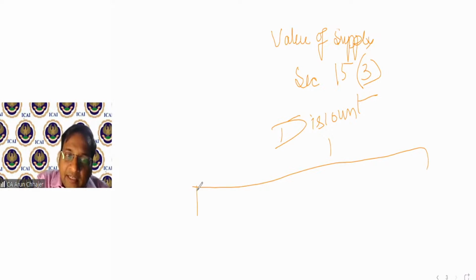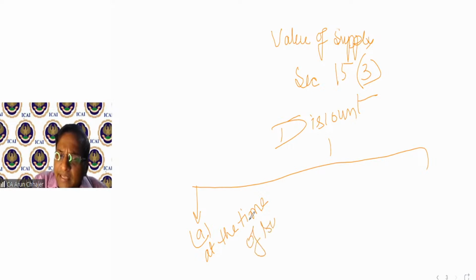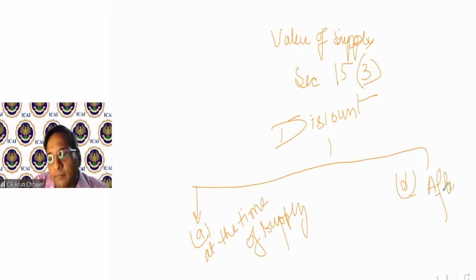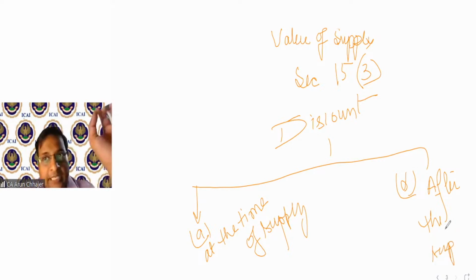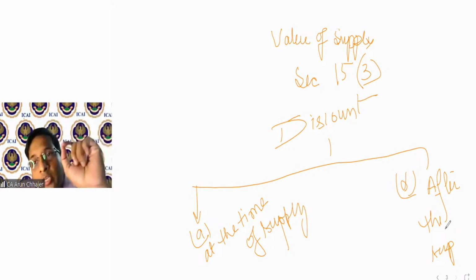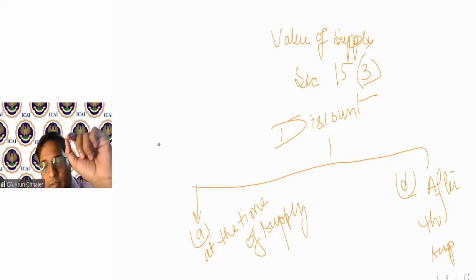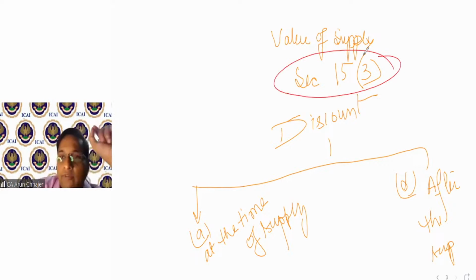First point is very clear. Clause A is talking about discount given at the time of supply itself, and clause B is talking about discount after the supply. So in this particular third point, we are talking about buy more, save more, where an additional discount has been given. Whenever we are talking about the treatment of discount in GST, we always have to refer to this section.